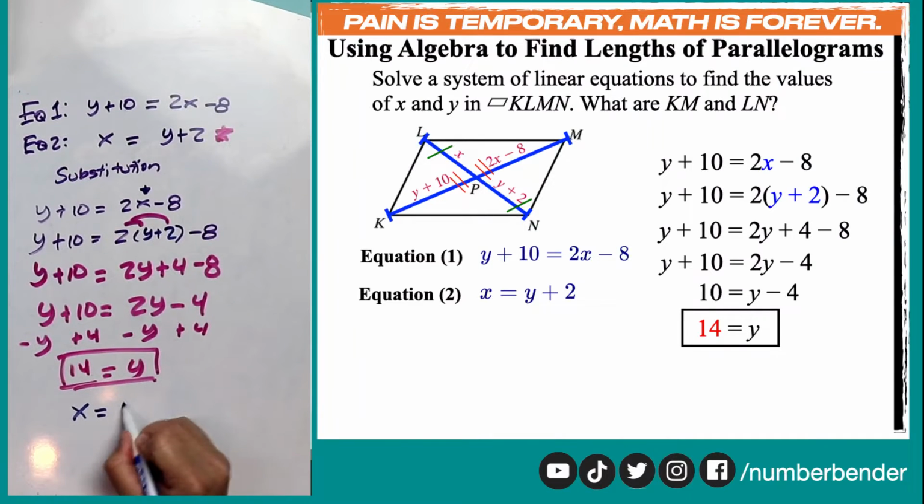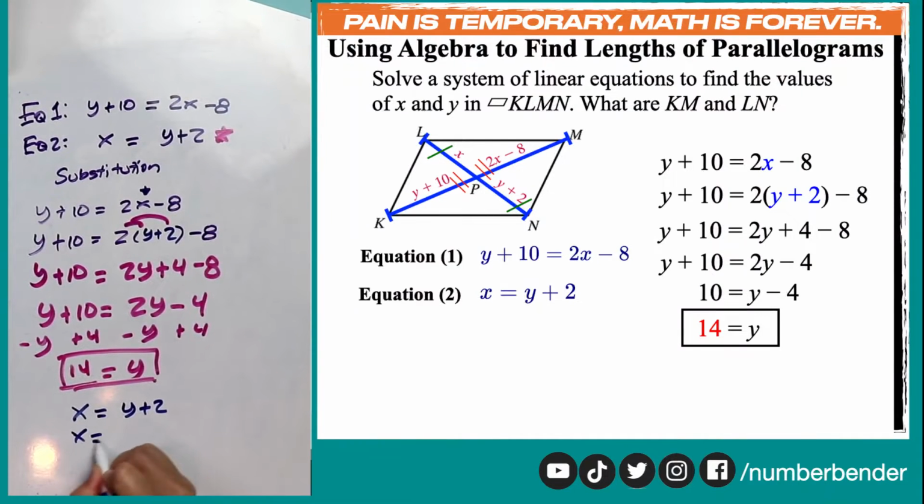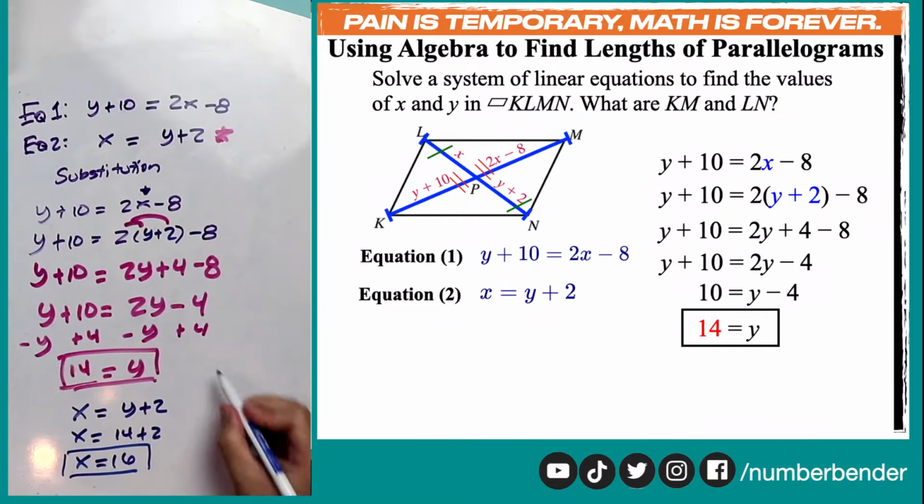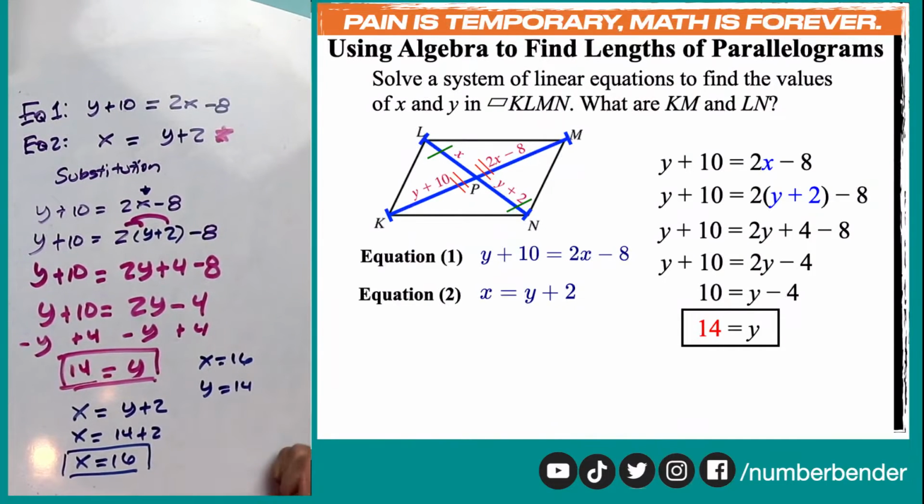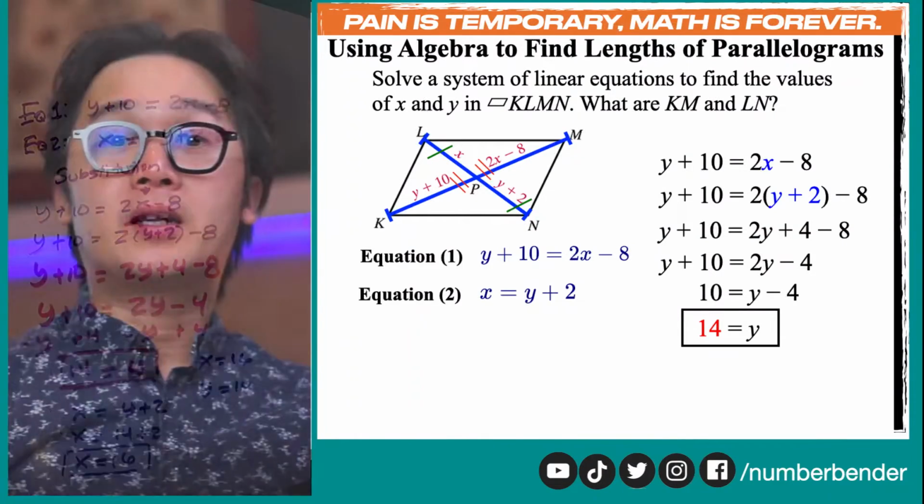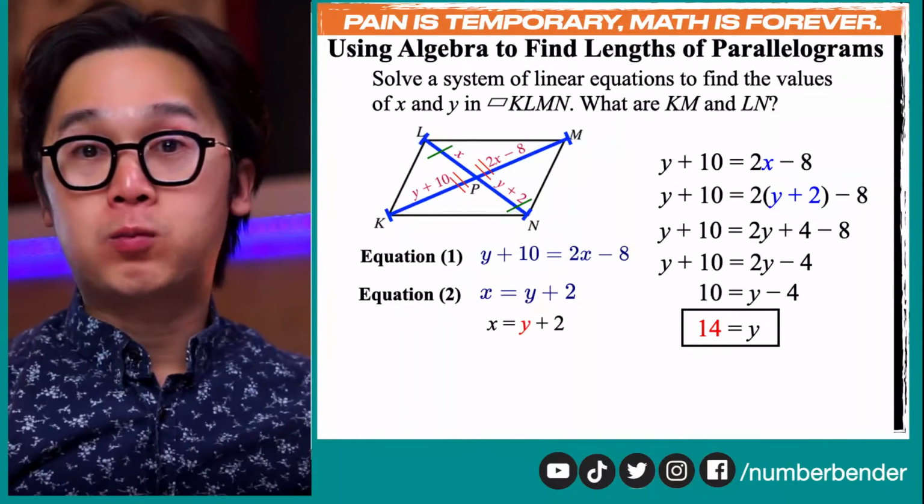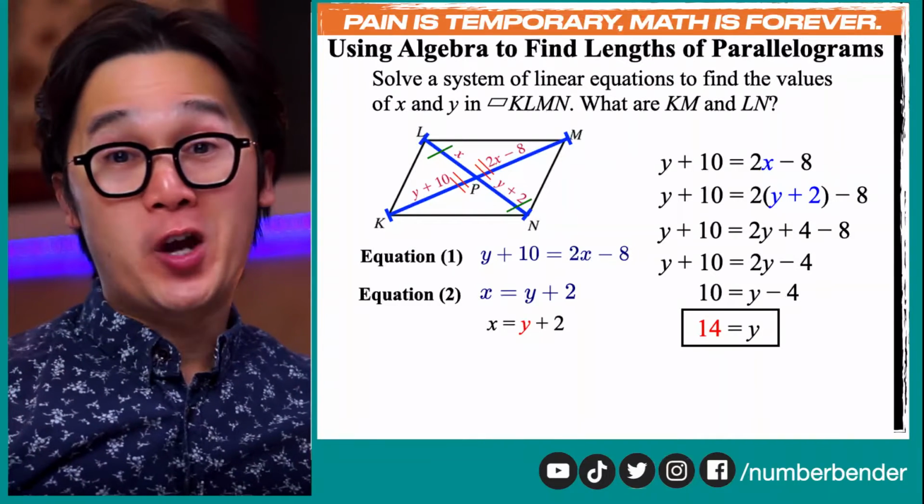And we know that x is equal to y plus 2 and x is equal to 14 plus 2. Now we have x is equal to 16, and now we have our two variables, which is x equal to 16 and y equals to 14, which we can use so we can find the values of our diagonals. So that is our first part of our work in this word problem or geometry problem.